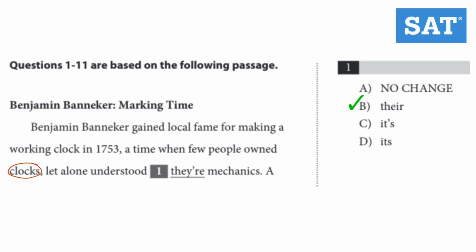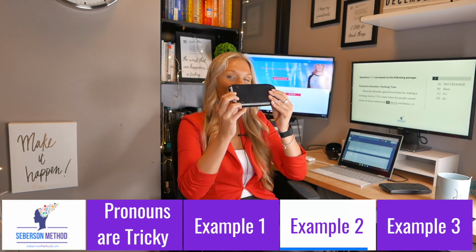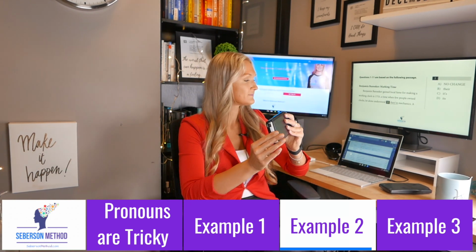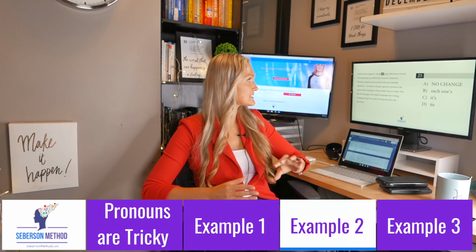Remember the difference between C and D. It's in C means it is, and its in D means something belonging to it. Its cover. Next.